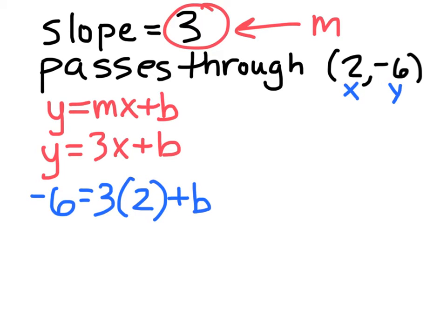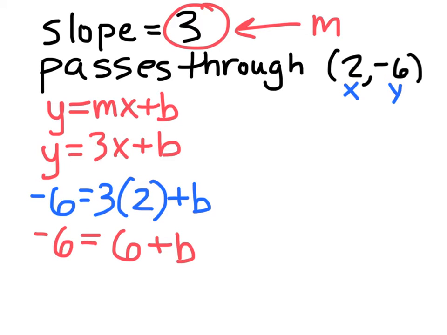Again, take a quick look here. The x was 2, so I put that in place of x in the equation. The y was -6, so I put that in place of y in the equation. Now I can do a little multiplying and rewrite this. -6 equals 3 times 2 is +6 plus b.